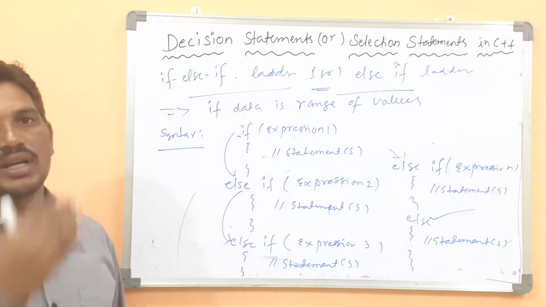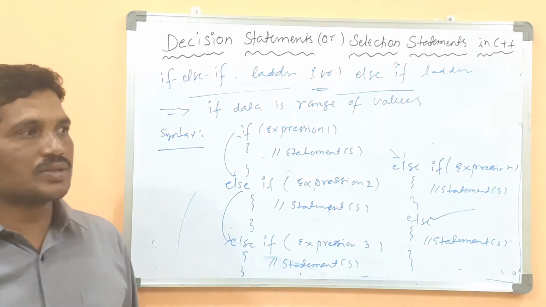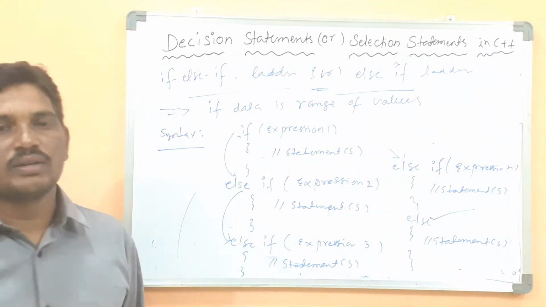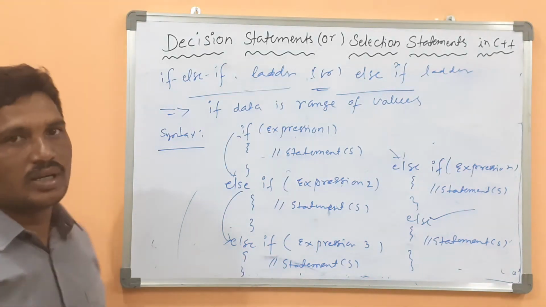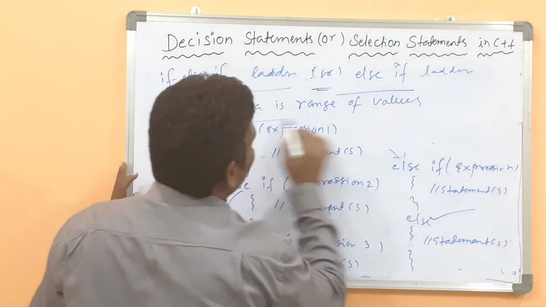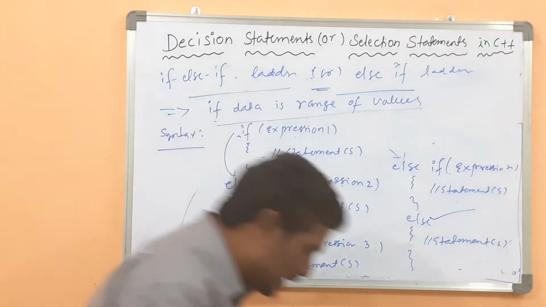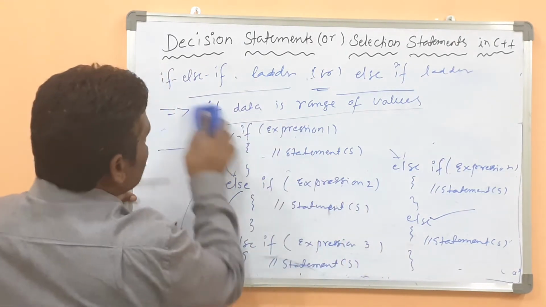If any one of the if statement conditions is true, that if statement will be executed, then the program will be terminated. This is why it is used for a range of values. Okay, this is called the syntax. I will tell you a simple example using this syntax.